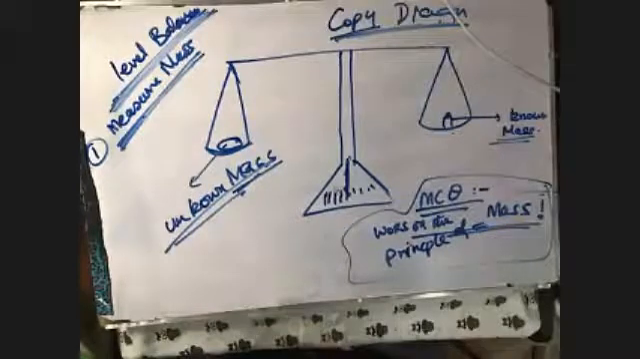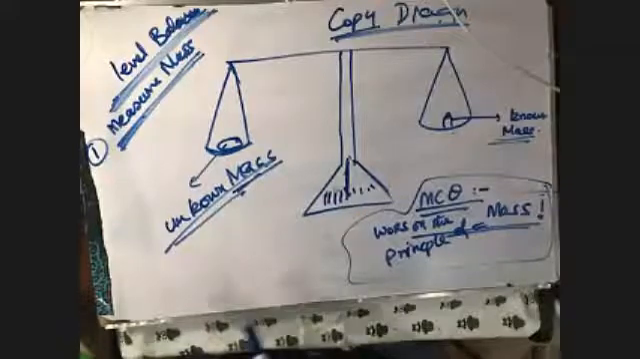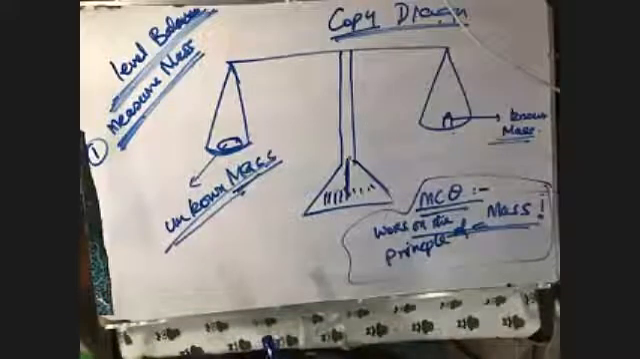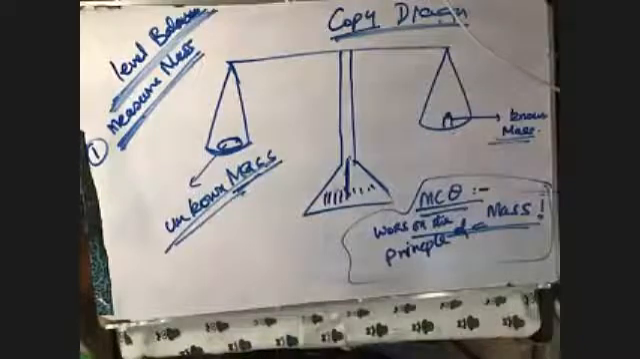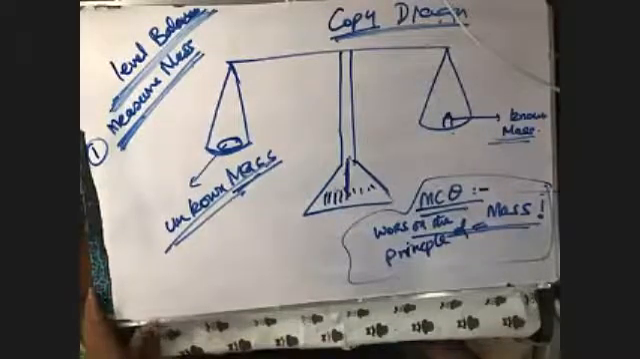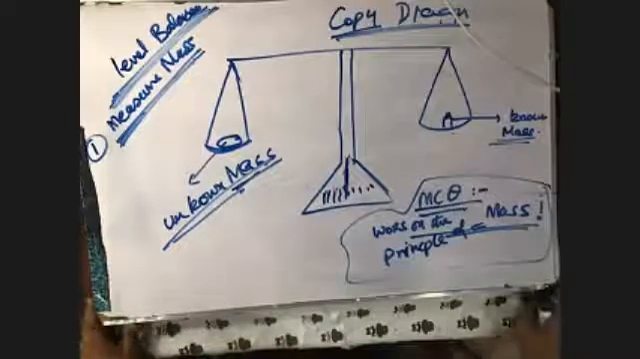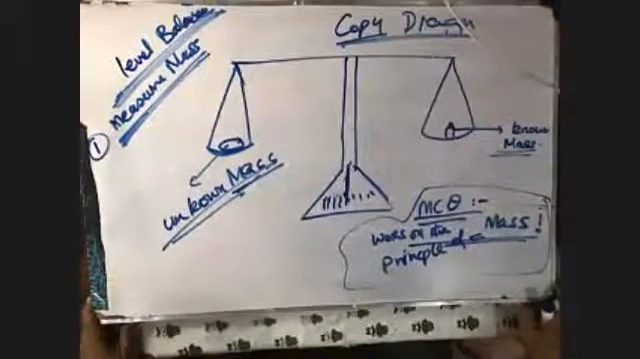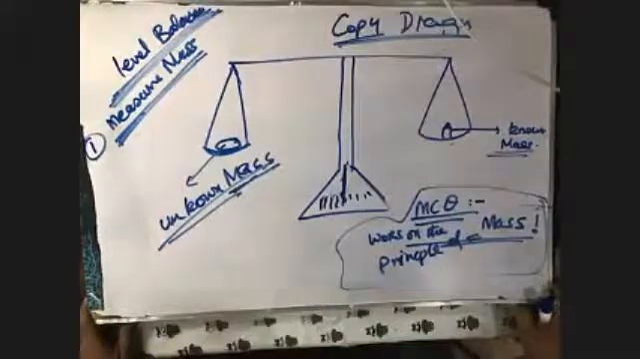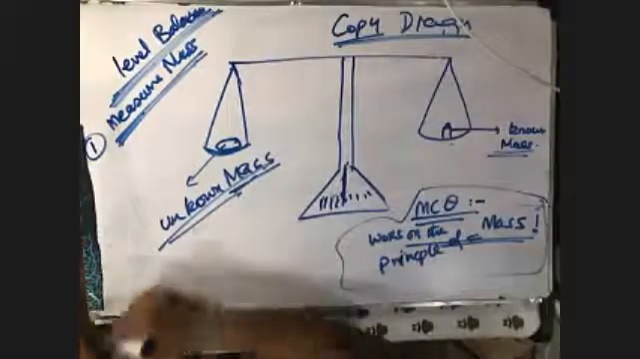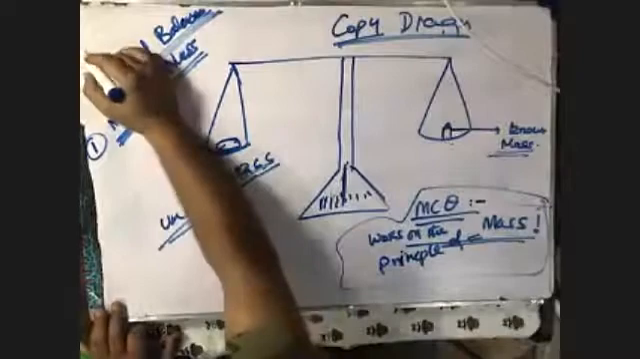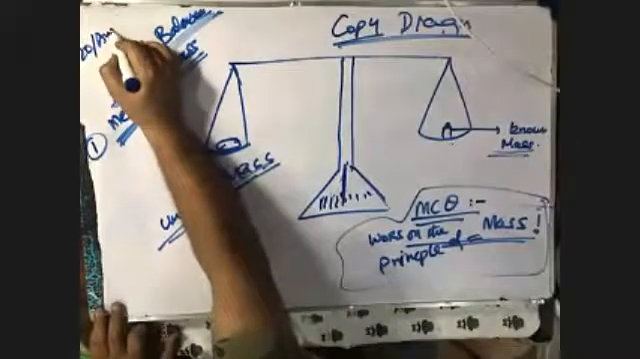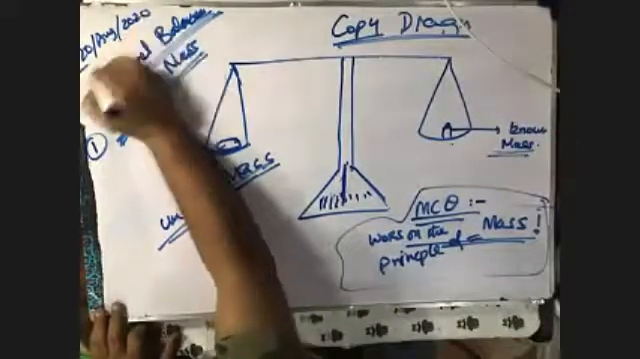Sir, but this isn't that accurate, right? It is accurate. There are more accurate things. It's called the chemical balance, and I'll show you a diagram of that too. You have 20 seconds to copy this. This is page 4. Date is 20th August 2020.